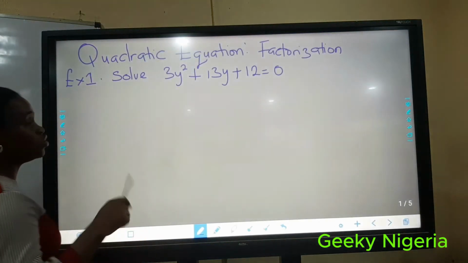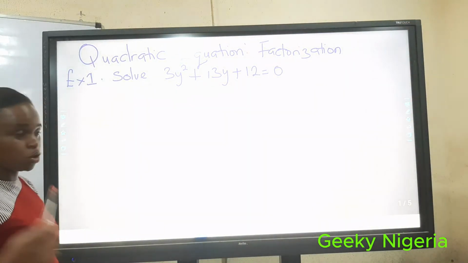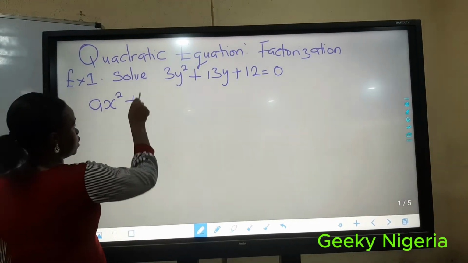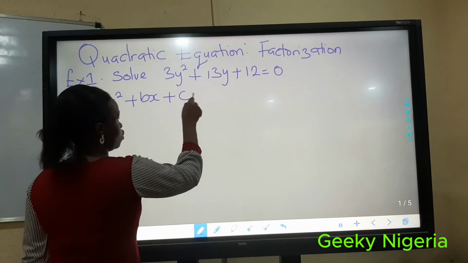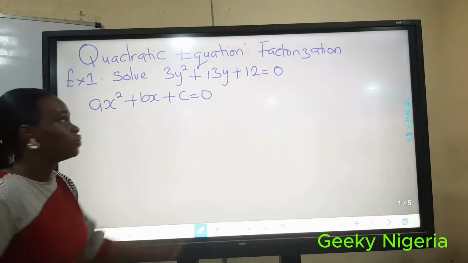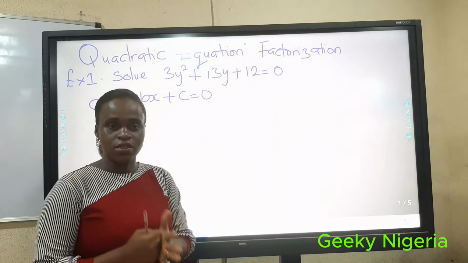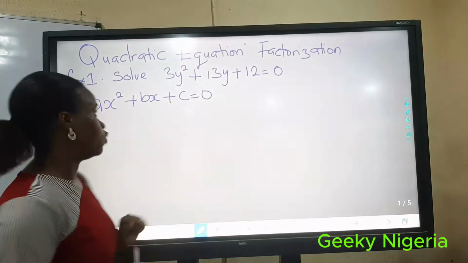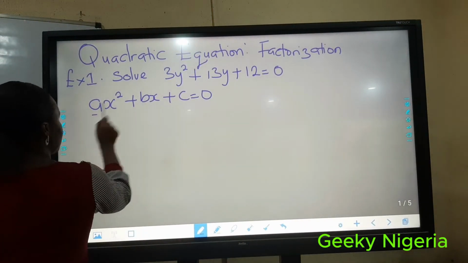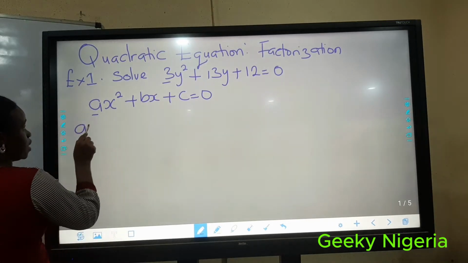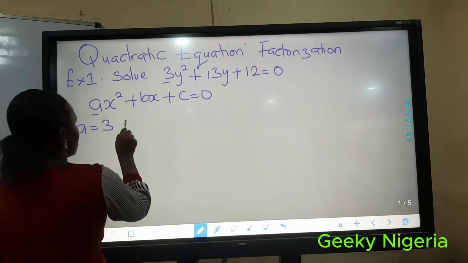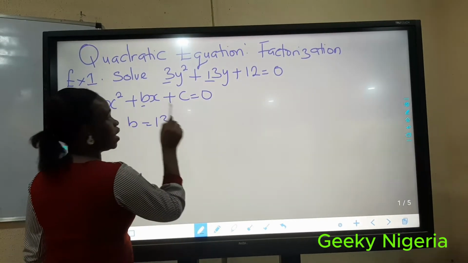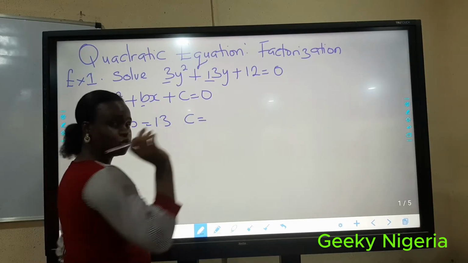First, try to relate it to the general equation of a quadratic equation, which is ax squared plus bx plus c is equal to 0. From the question you're given, try to identify which is a, which is b, and which is c, because it's going to help you solve. So our a here is 3, our b here is 13, and our c is 12.